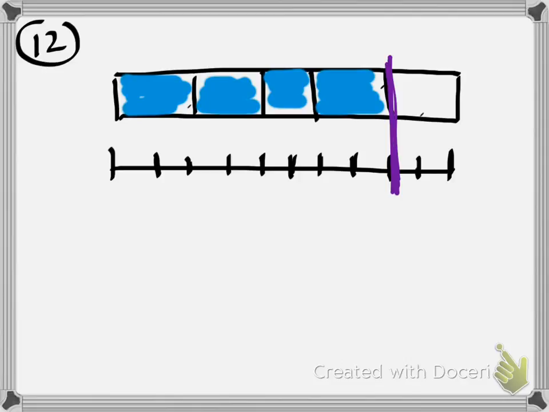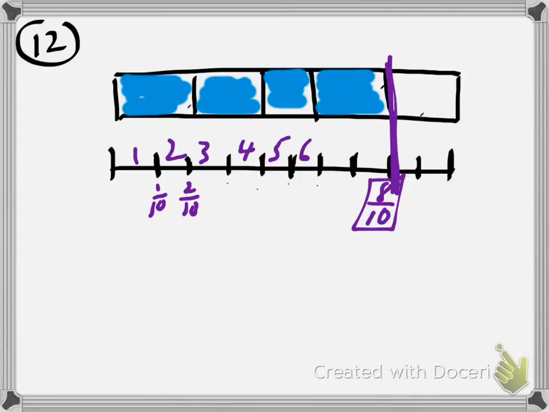So to find out how many tenths it would take, there's 1/10. So this would be 2/10, 3/10, 4/10, 5/10, 6/10, 7/10. That would be 8/10. So we would end up with a total of 8 of these. 1, 2, 3, 4, 5, 6, 7, and 8. So our answer is going to end up being 8 of the tenths, or 8.